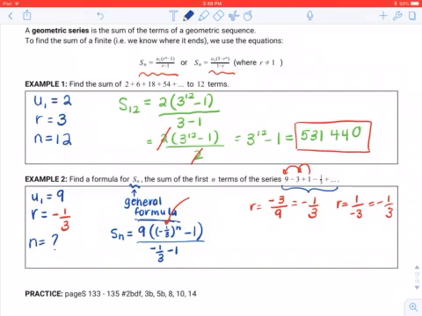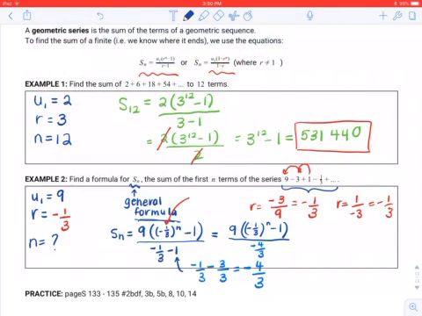I could leave it like this. Might not be a bad idea to try to clean it up a little bit. So I can't do much to my numerator as it stands. 9 times negative 1/3, to the power of n minus 1, all over negative 1/3 subtract 1. So negative 1/3 subtract 1, I need to have a common denominator there. So that's the same thing as negative 1/3 subtract 3 over 3. So the same thing as negative 4/3. So my new denominator is negative 4 over 3.